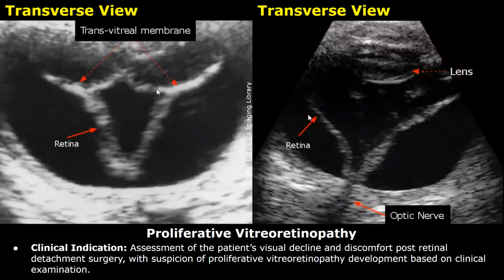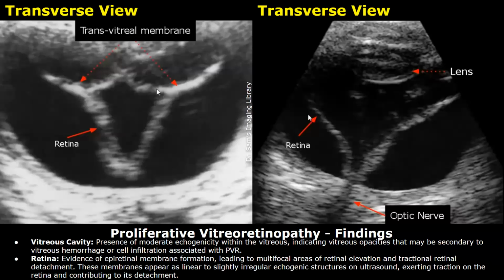This is a report of proliferative vitreoretinopathy. Clinical indication: assessment of the patient's visual decline and discomfort post-retinal detachment surgery with suspicion of proliferative vitreoretinopathy development based on clinical examination. Findings include presence of moderate echogenicity within the vitreous, indicating vitreous opacities that may be secondary to vitreous hemorrhage or cell infiltration associated with PVR.